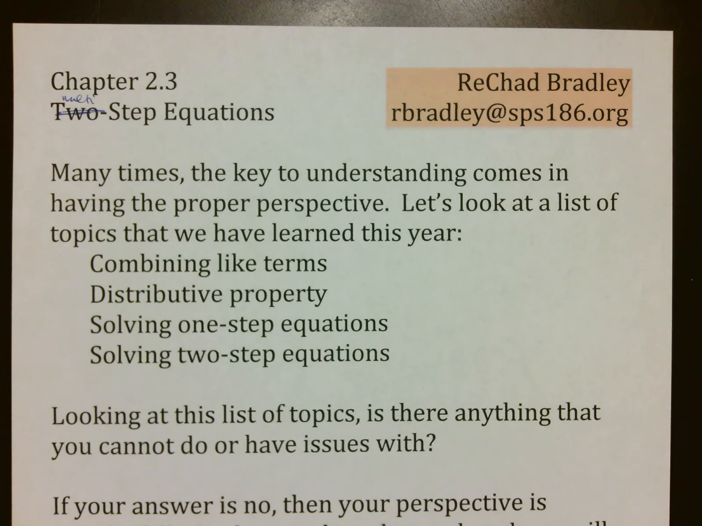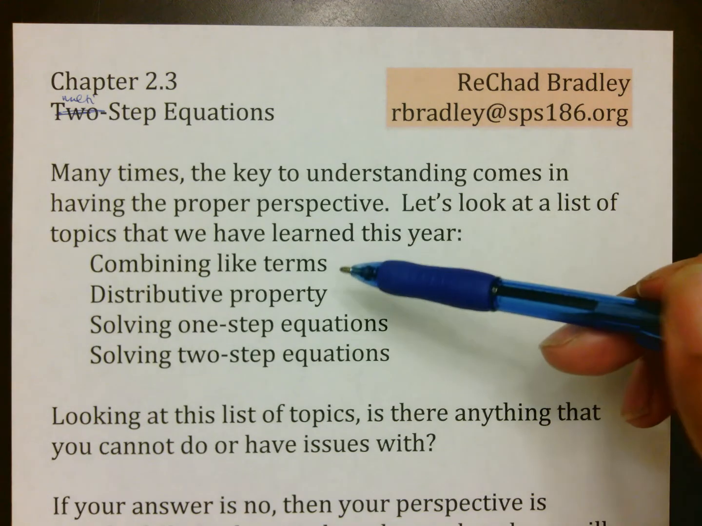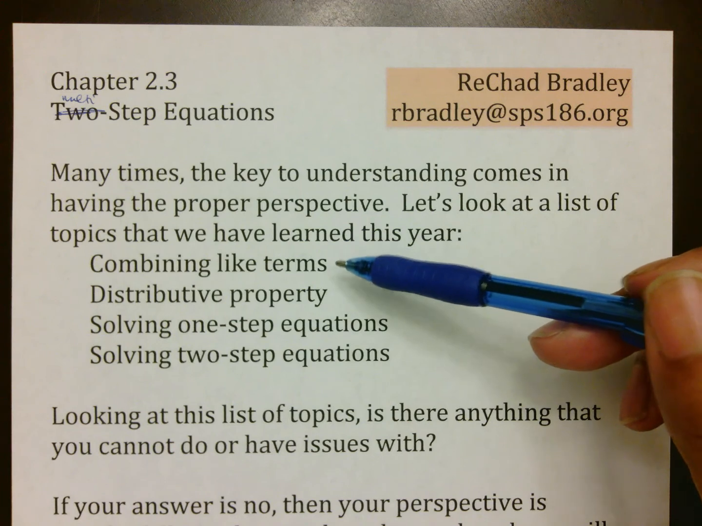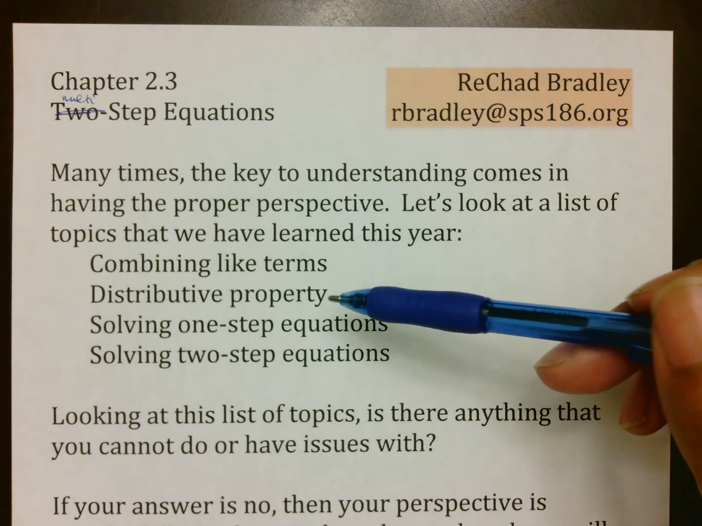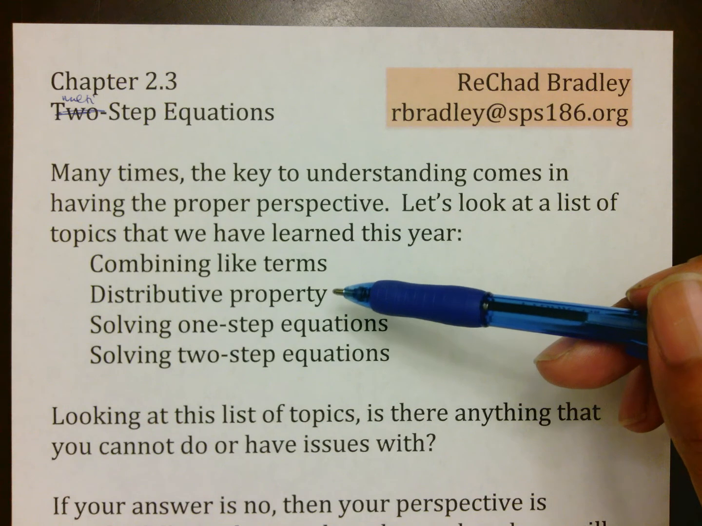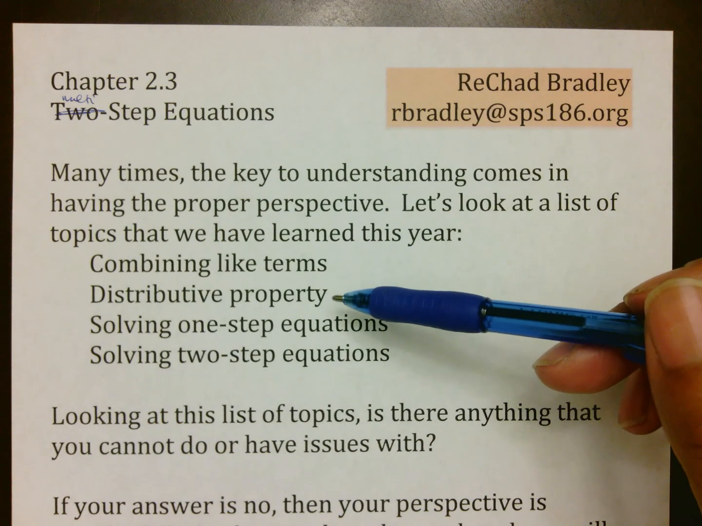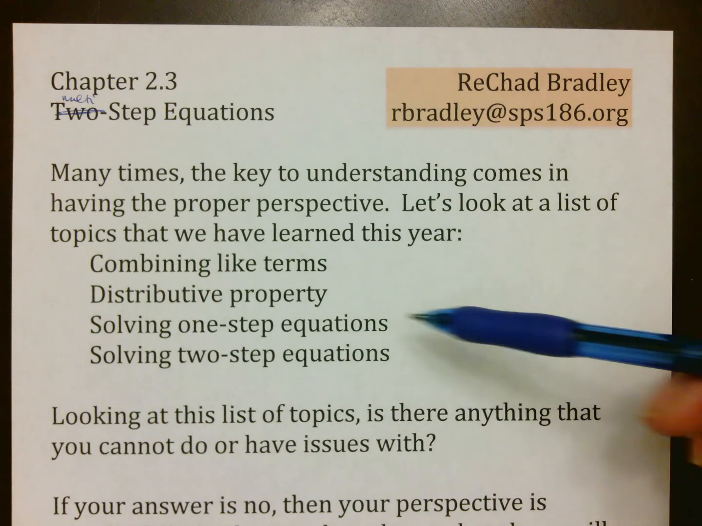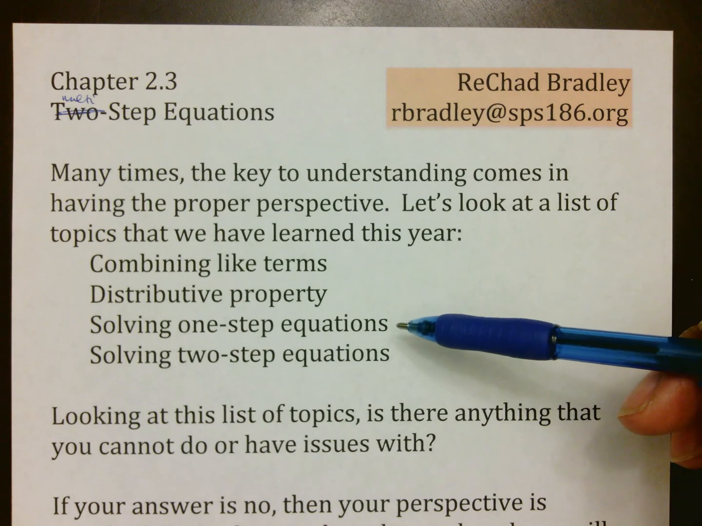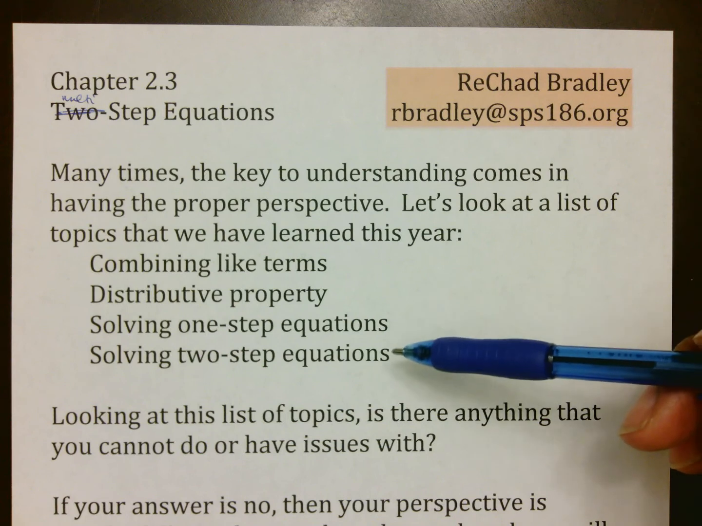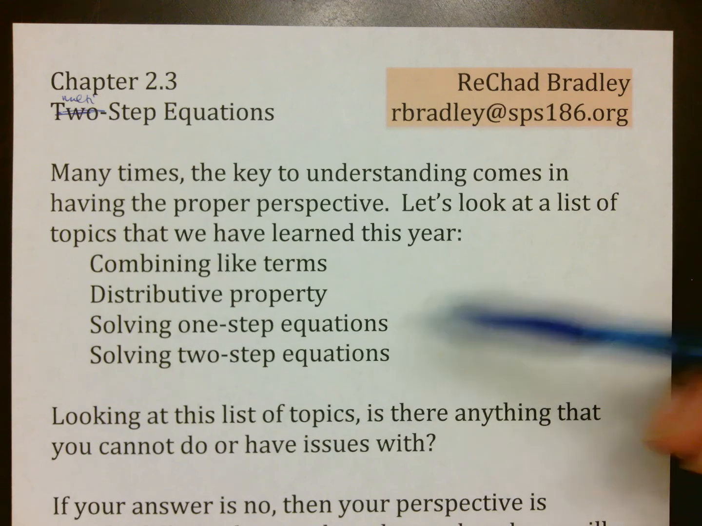So if you look at the list of topics that we've learned this year: combine like terms, where you take two terms, for example two x's, and put them together, or two constants and put them together. You have the distributive property, where you took the outside number and distributed it to the numbers inside the parentheses. We've done one-step equations, I think Monday or Tuesday this week, somewhere along the line. I think Wednesday. Two-step equations was yesterday's or last lesson.